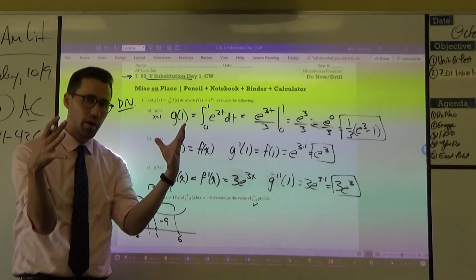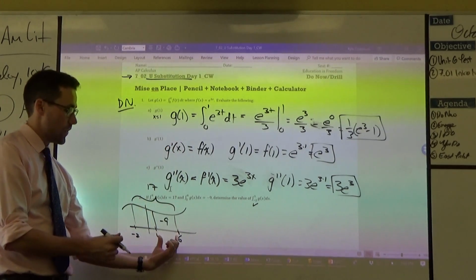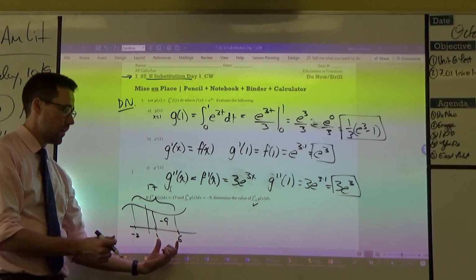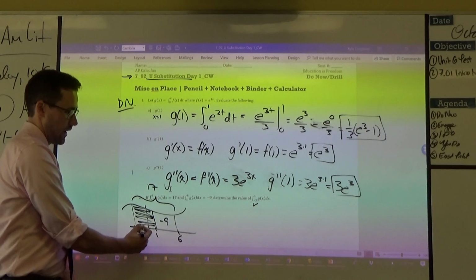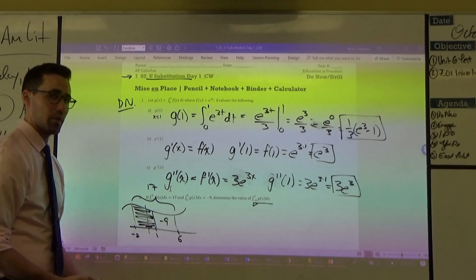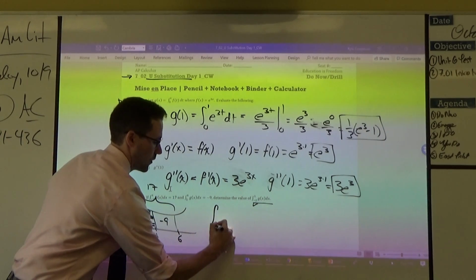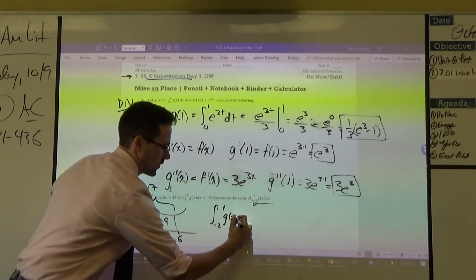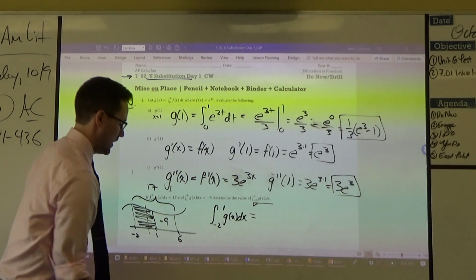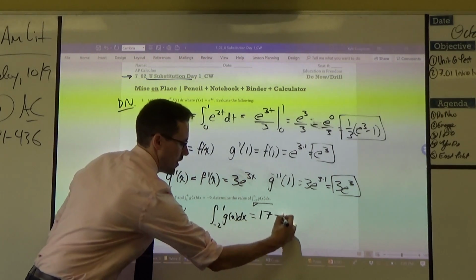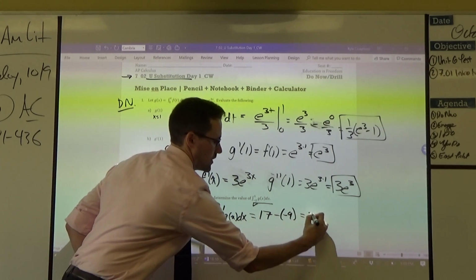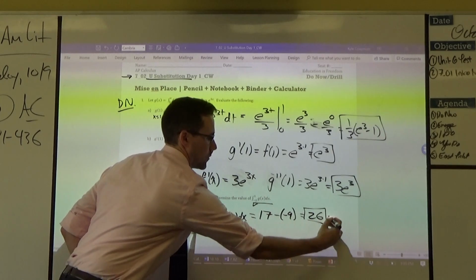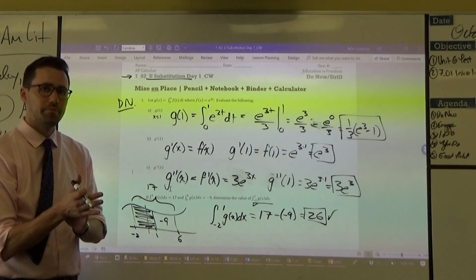So I know the whole area is 17. Then I know this part is -9. So I can do the whole minus the part to find out this area, which happens to be what I'm looking for. So the integral from -2 to 1 of g of x dx equals 17 minus -9. This comes out to be 26. Make sure you have 26 on your paper, and we're done with the do now.